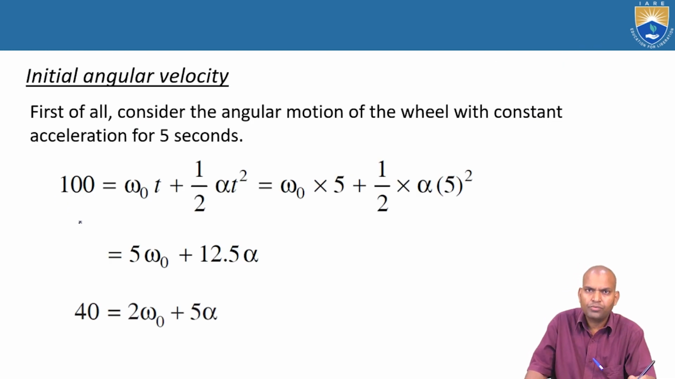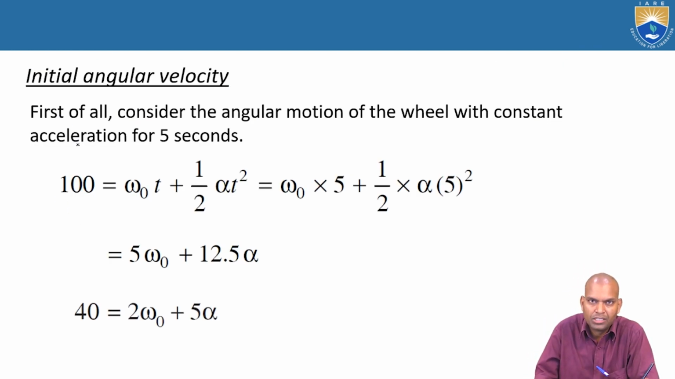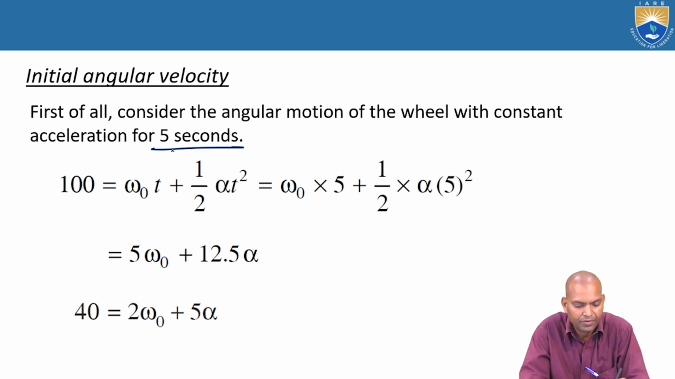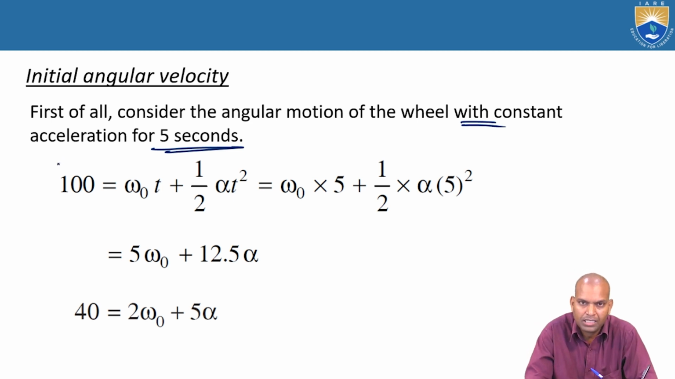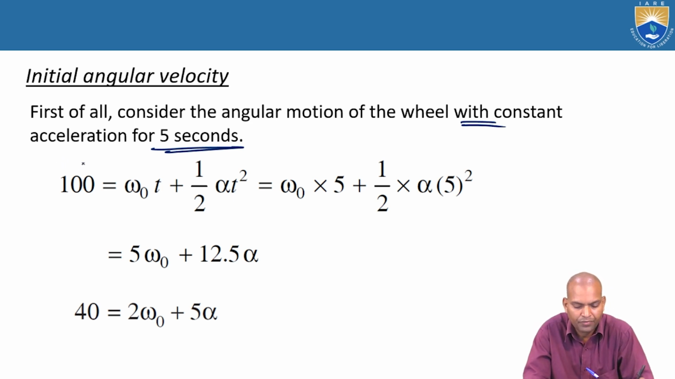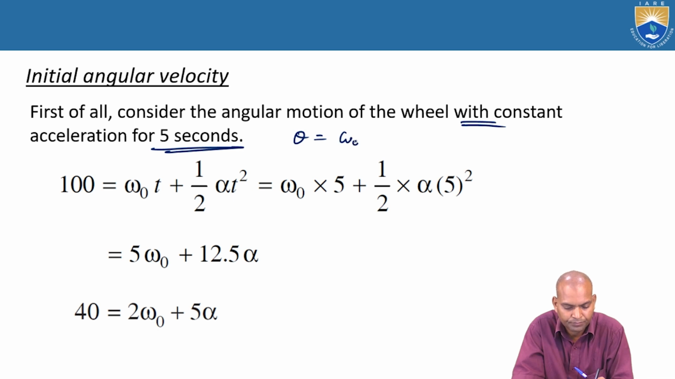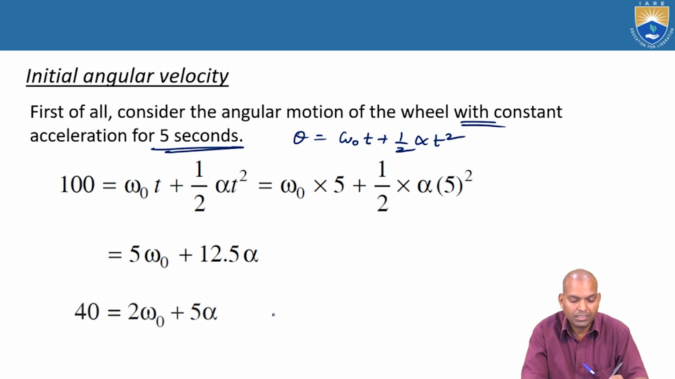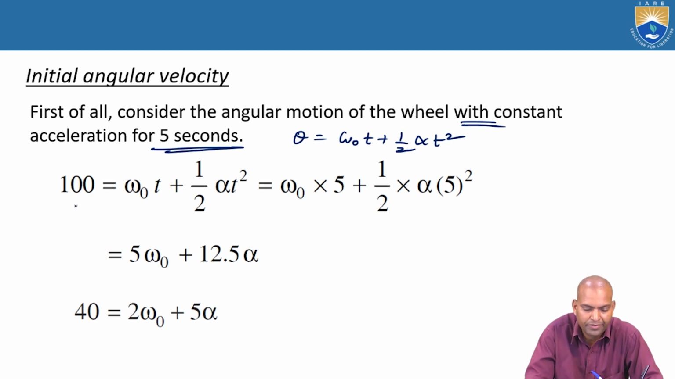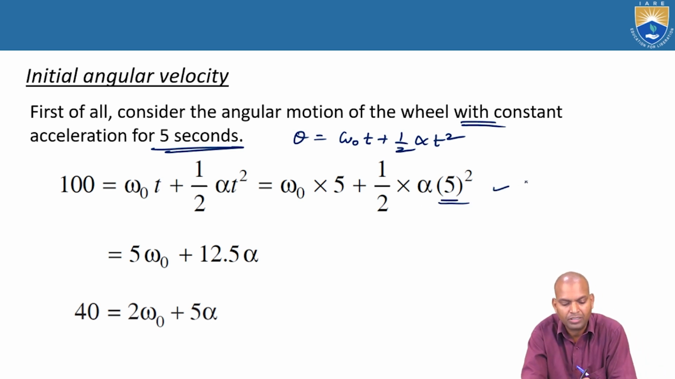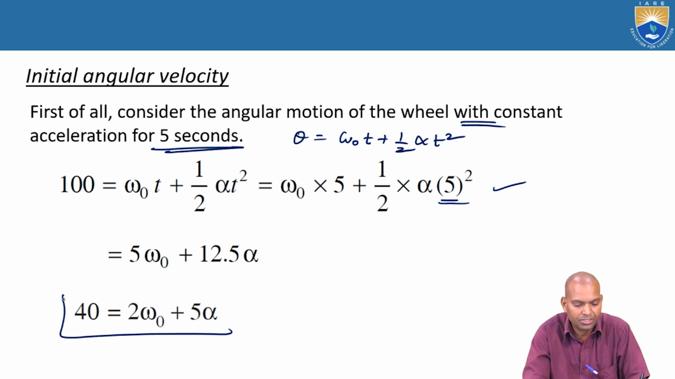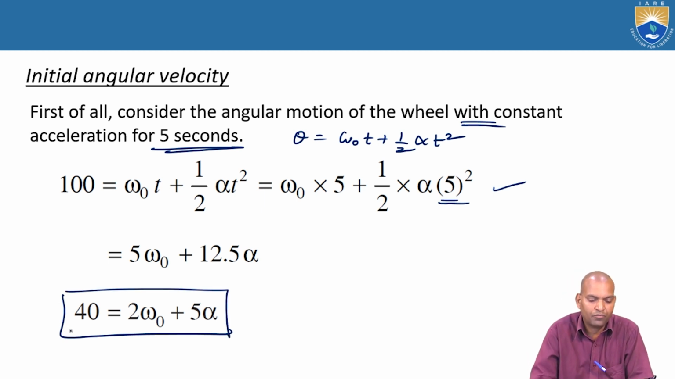Now the first objective, the initial angular velocity. First of all consider the angular motion of the wheel with constant acceleration for 5 seconds. Now theta equal to omega naught t plus half times alpha t square. For theta equal to 100 radians, the angular displacement given, 100 equal to omega naught times 5 plus half times alpha times 5 square. After simplification, 40 equal to 2 times omega naught plus 5 alpha.